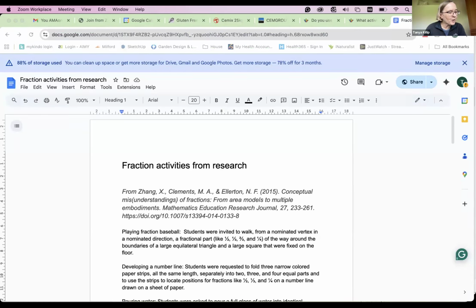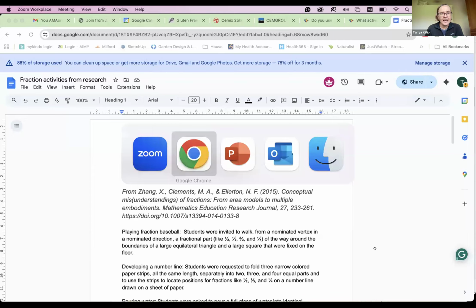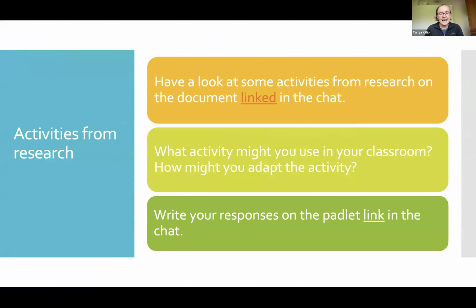Right, there we go. So hopefully you should all be able to access that. And then I'm interested to know what activities from this you might use in the classroom, if any, and how you might adapt the activity for students at different levels. I think some of them could be quite easily adapted, so I'm keen to know what you think.